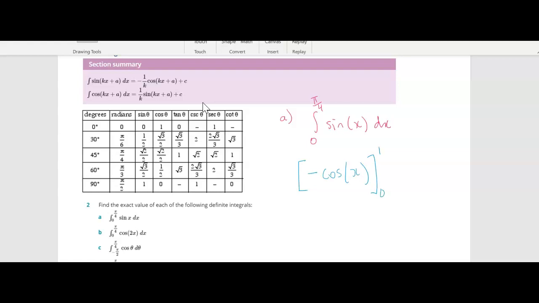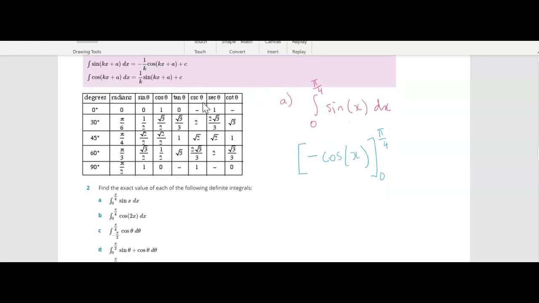So 0 to pi on 4. Now it is negative cos, so just be careful that you don't forget the negative. You can take the negative out as a common factor if you like, but I'm just going to leave it there. Actually, I'm going to take it out. All right, so I'm going to take the negative out, and then we've got cos pi on 4 minus cos of 0. All right, so cos pi on 4, let's find it on our table. So there it is, 1 on root 2, and cos of 0 is 1.